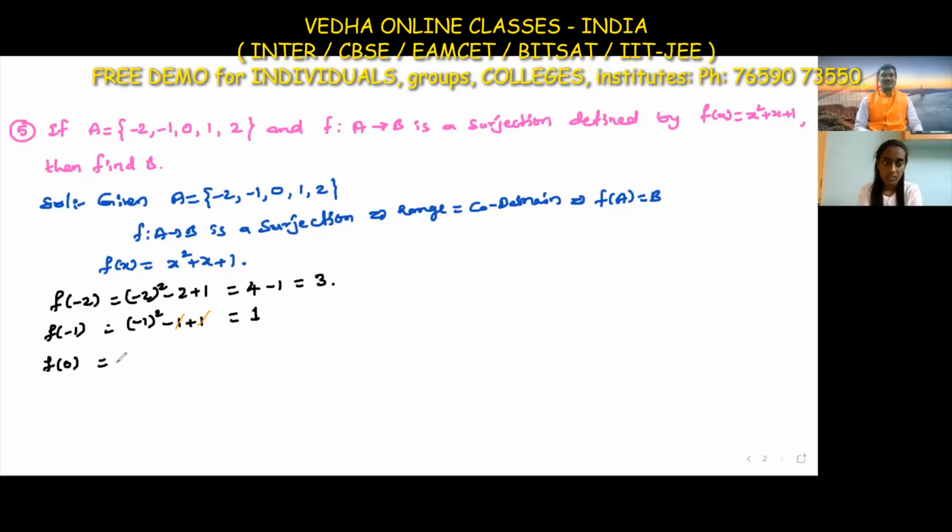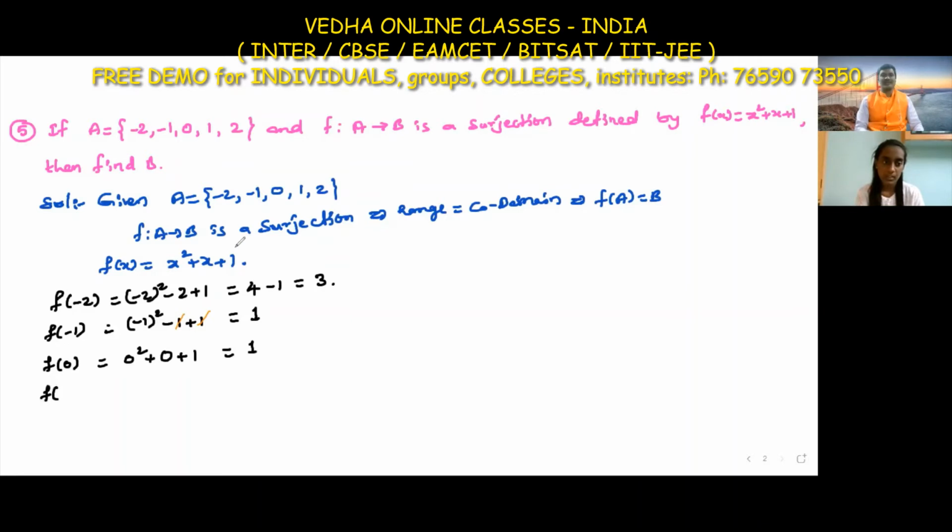Now I am substituting 0. f(0): if you substitute 0 in place of x, 0 squared plus 0 plus 1. 0 squared is also 0 only. So 0 plus 0 plus 1, that means 1 here.